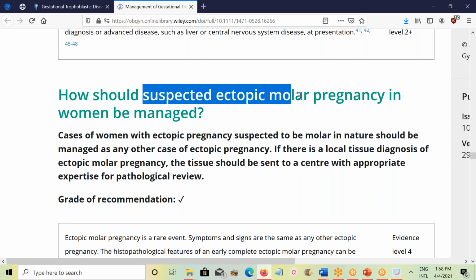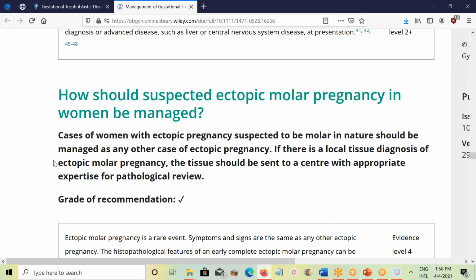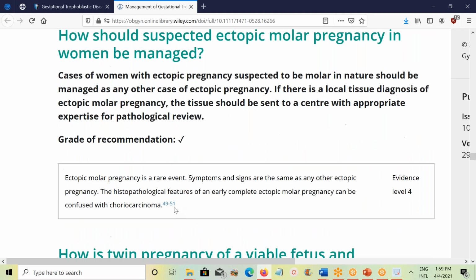Then another question: if you suspect an ectopic molar pregnancy in a woman, how should you manage it? These women should be managed as any other case of ectopic pregnancy. If you are given a patient in whom you suspect ectopic pregnancy, but it is molar in origin, just follow the standard guidelines. You will treat her as any other case of ectopic pregnancy. And if there is a local tissue diagnosis of ectopic molar pregnancy, that tissue should be sent to a center with appropriate expertise for pathological review.